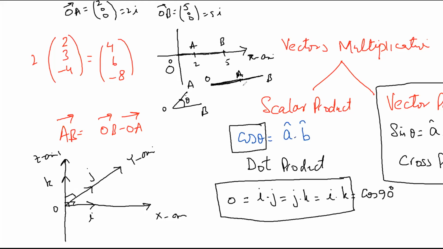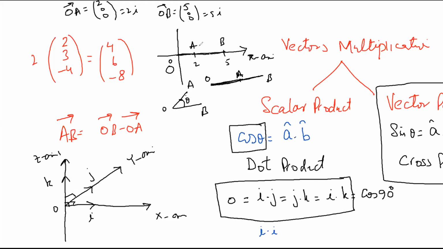Now what is the angle AOB? Zero. That is going to be 0. So that is why you should allow me to say that if you have I dot I, because they are both in the x direction now. I'm writing here I dot I.